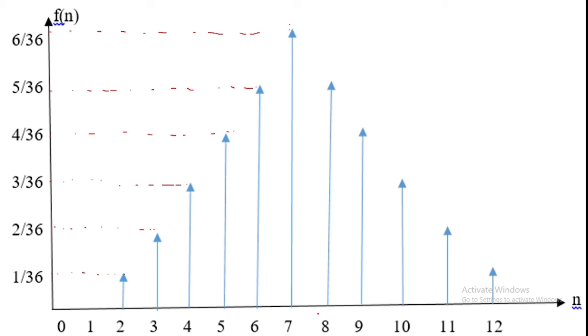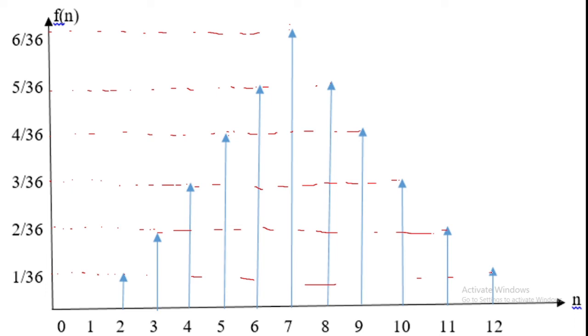Next, n equal to 8, the probability value is 5 by 36, drawn by a vertical arrow. n equal to 9, the value is 4 by 36. Next, n equal to 10, the probability function value is 3 by 36, drawn by a vertical arrow. n equal to 11 and its value is 2 by 36. n equal to 12 and its value is 1 by 36.